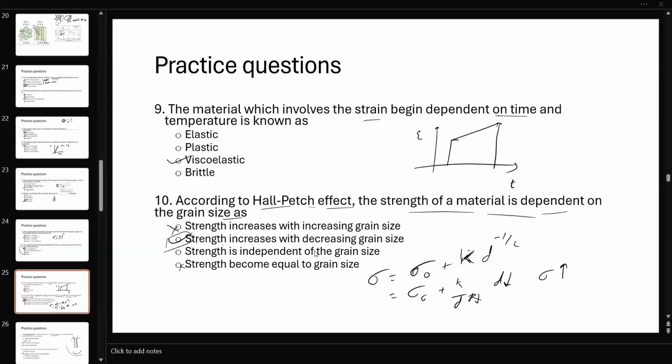Strength is independent of grain size? No. Strength becomes equal to grain size? Never. Strength and grain size are completely different dimensions.